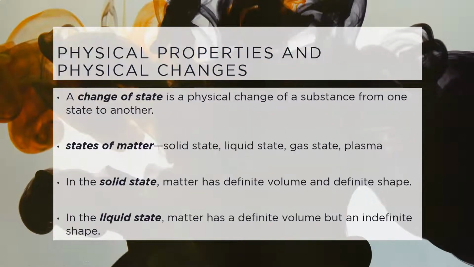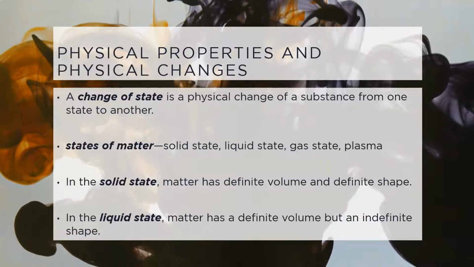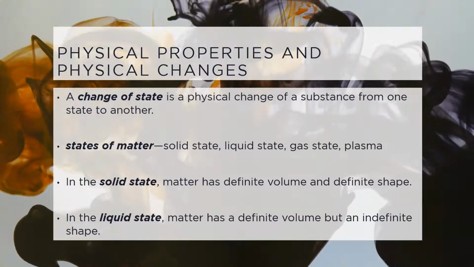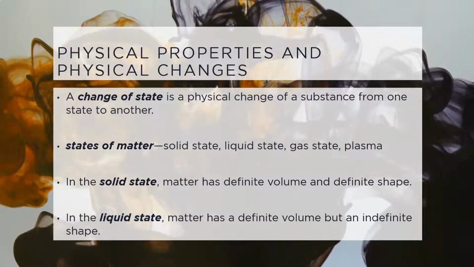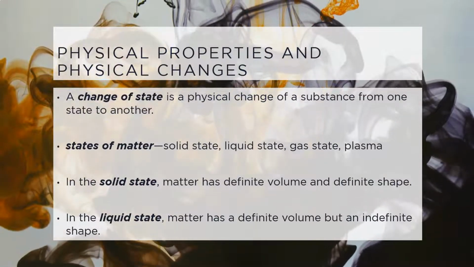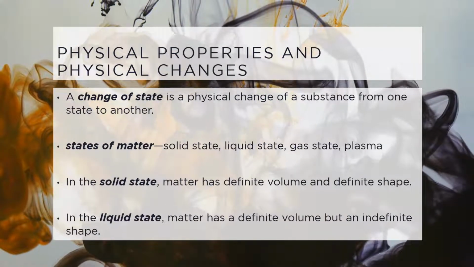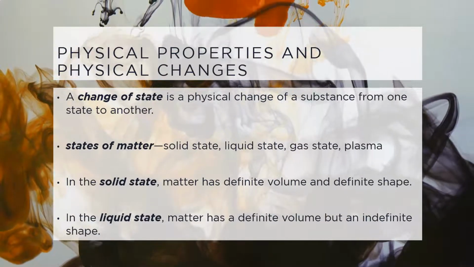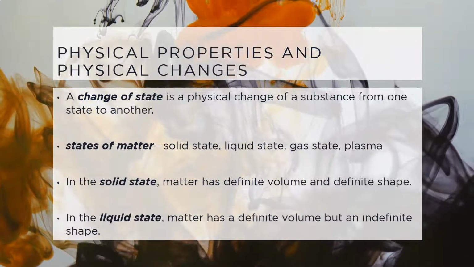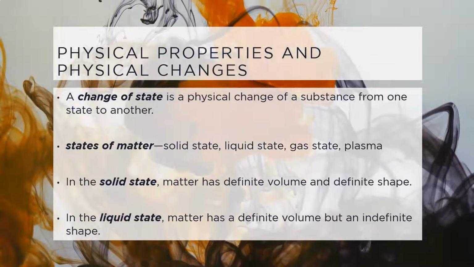Let's go a little bit deeper into that idea of change of state. A change of state is a physical change of one substance to another. So some examples would be the solid state, the liquid state, the gas state, and plasma. That's in order of how much energy it has. Solid state has the least energy, so its molecules or particles are packed tightly together. It has a definite volume and a definite shape.